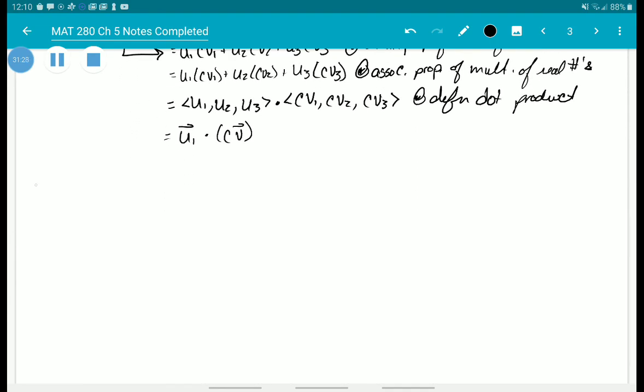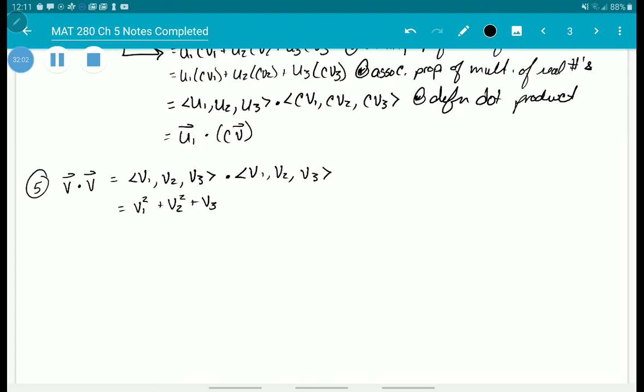And then I want to look at the proof for 5. If we take v and dot it with itself, so we would have, let's write it out first, v1, v2, v3 dotted with v1, v2, v3. So that would be v1 times v1 is v1 squared. v2 times v2 is v2 squared. v3 times v3 is v3 squared.